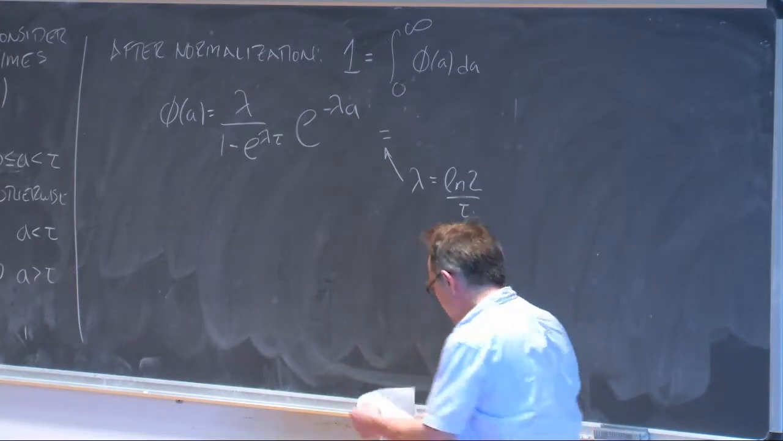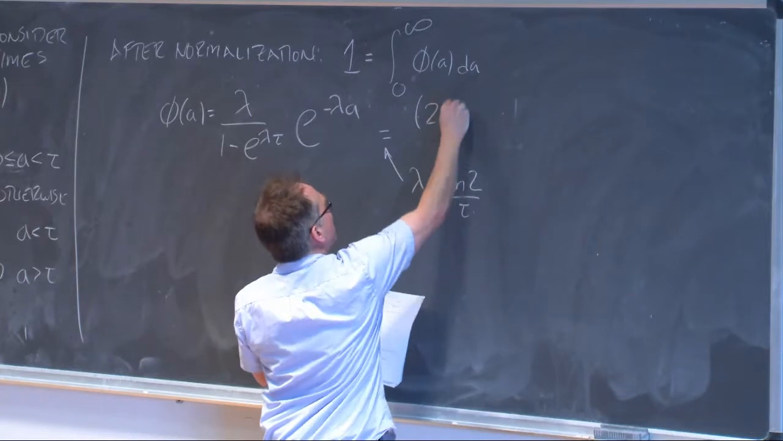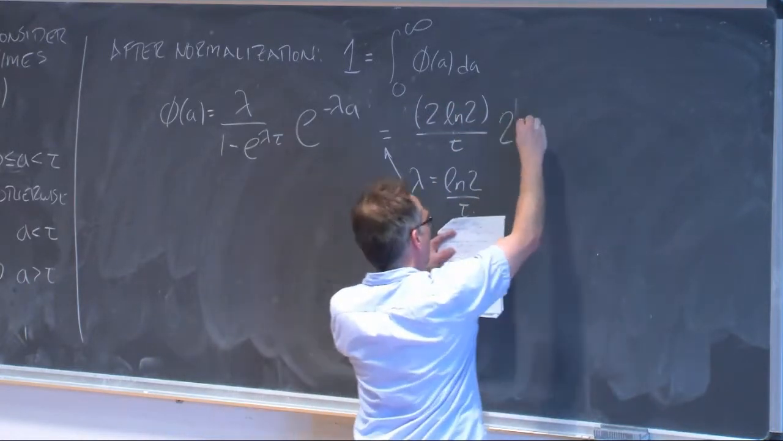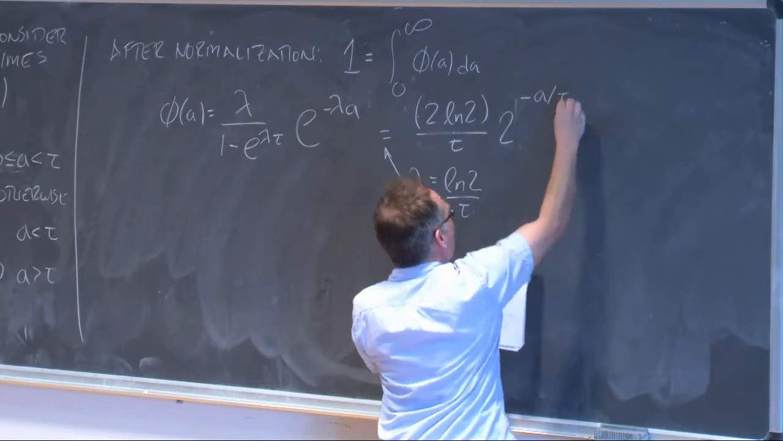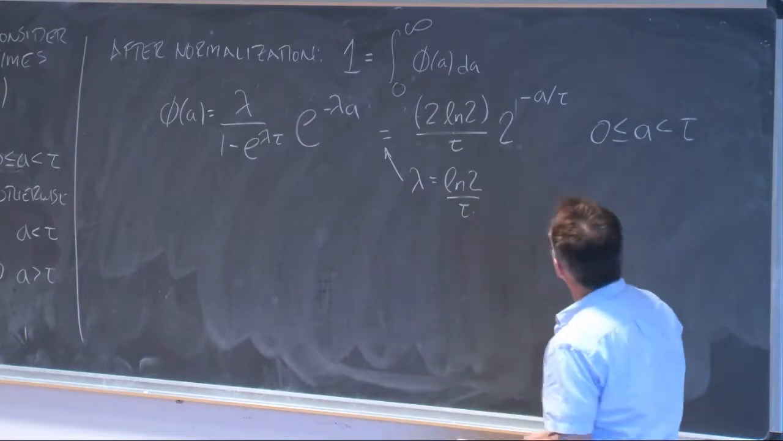All right. And so then I end up with, let me write one more line and let's talk about it: 2 log 2 divided by tau, times 2 to the minus a over tau, for a up to tau.